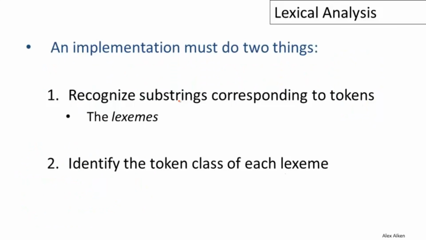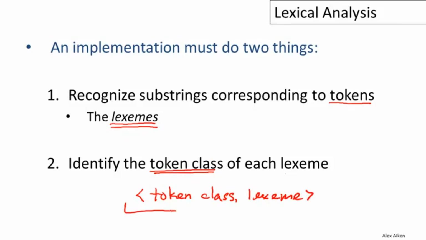To summarize, lexical analysis implementation has to do 2 things. The first job is to recognize the substrings in the input that correspond to tokens. And here's a little bit of compiler lingo. These substrings are called the lexemes. So the words of the program are called the lexemes. And then the second job is that for each lexeme, we have to identify its token class. And then the output of the lexical analyzer is a series of pairs, which are the token class and lexeme. Okay, and this whole thing, one of these pairs, is called a token.